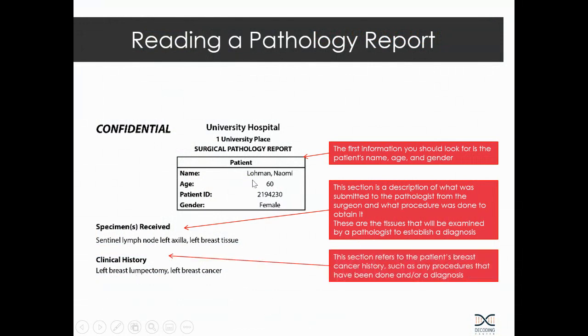As you can see from this patient, she's 60. Here's her patient ID and gender. The specimen received was the sentinel lymph node of the left axilla and the left breast tissue. Her clinical history includes having a left breast lumpectomy, which is taking a lump out of the breast, and she had cancer in the left breast.